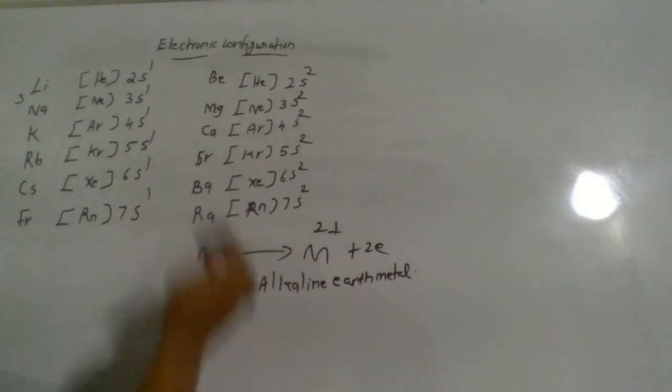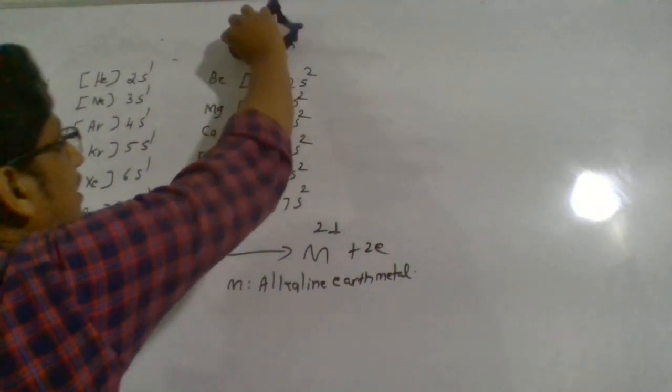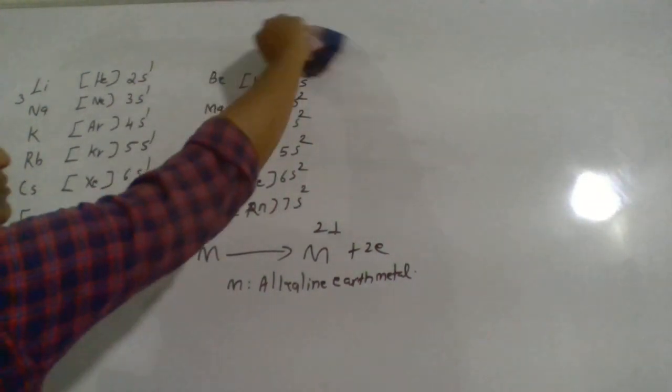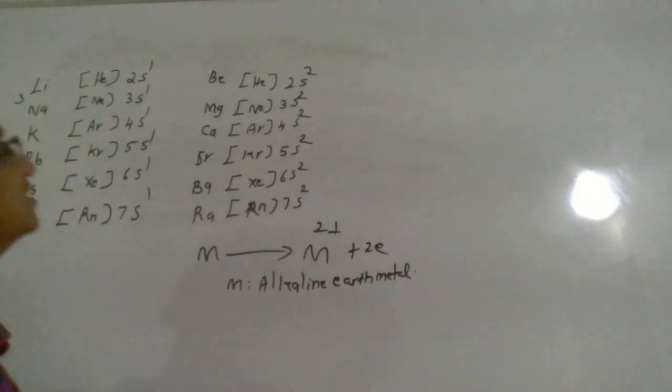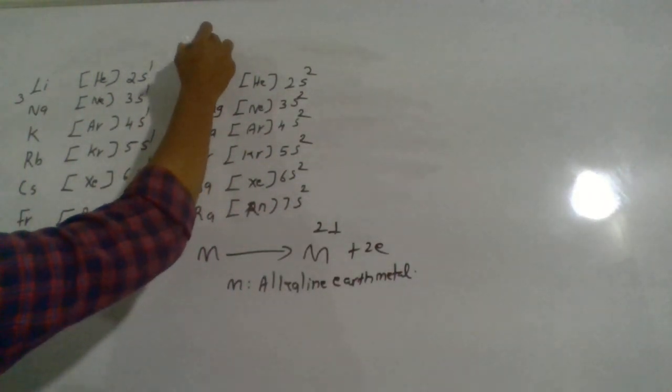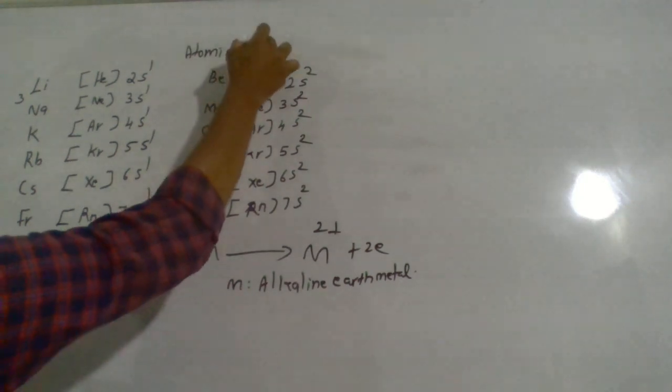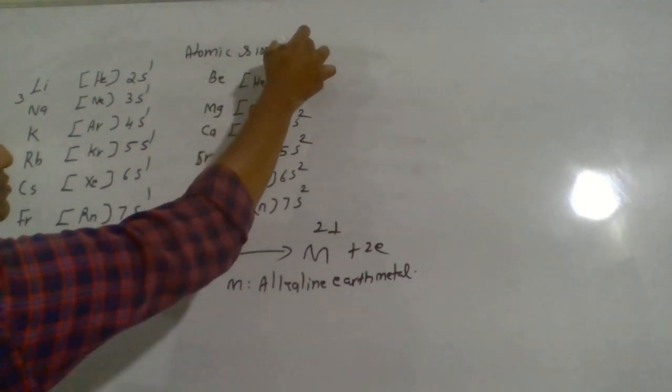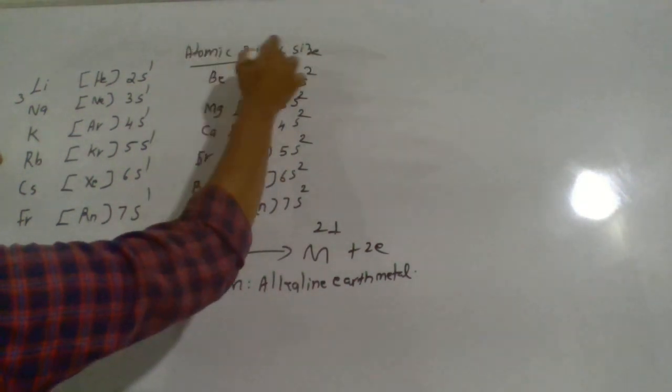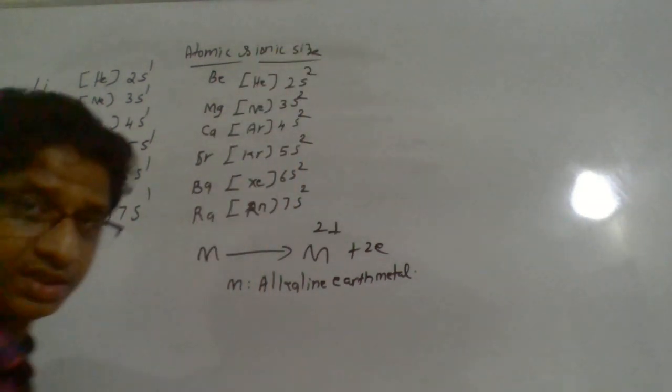Now let us compare the atomic and ionic size of alkali metals and alkaline earth metals.